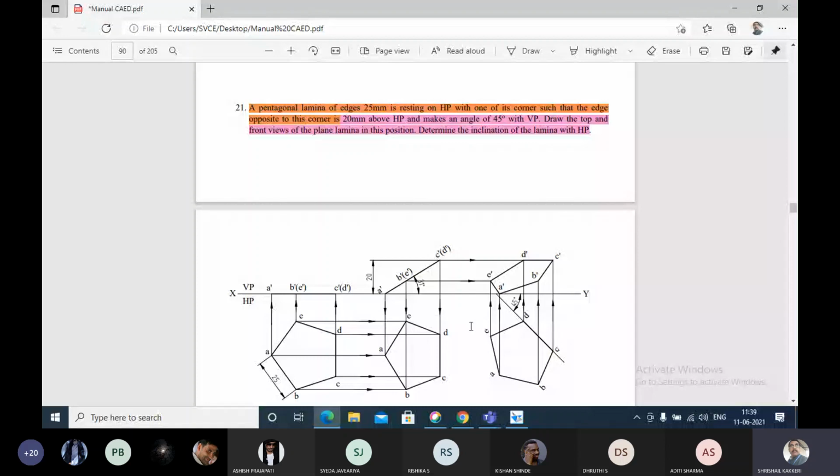So in total, I'll be reading this problem. A pentagonal lamina of sides 25 mm is resting on one of its corners on the horizontal plane. The edge opposite to the corner is at a height of 20 mm from the horizontal plane, and the edge is at an angle of 45 degrees to the vertical plane. This is the problem I wanted to do.